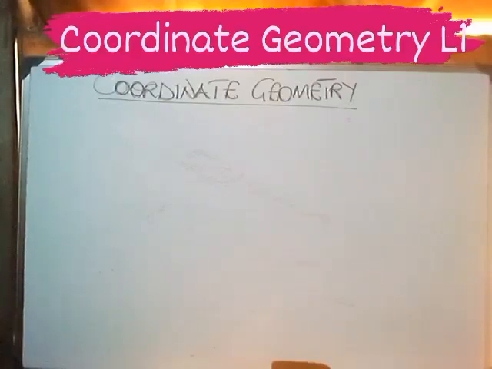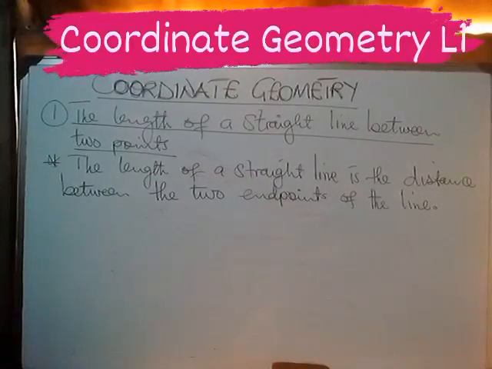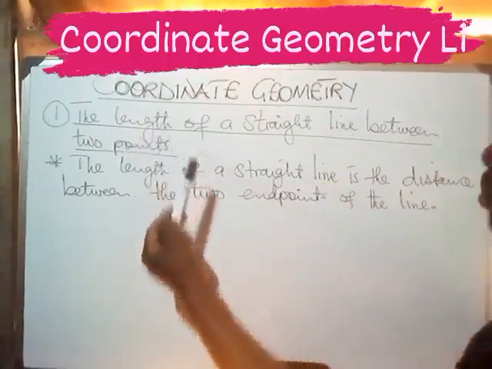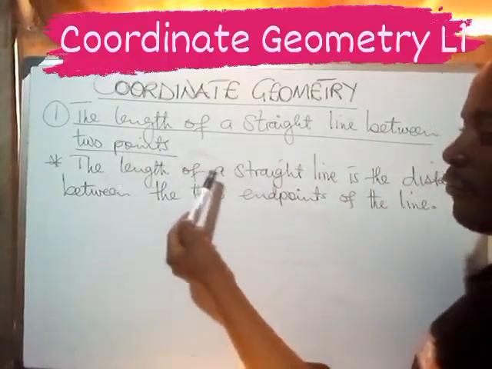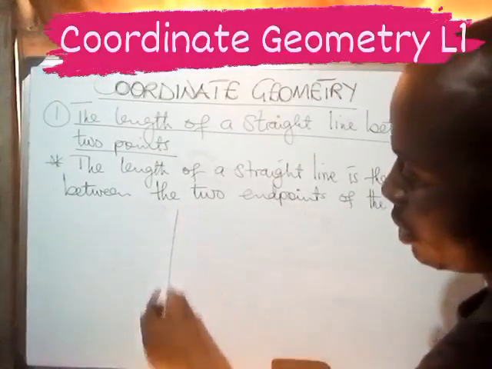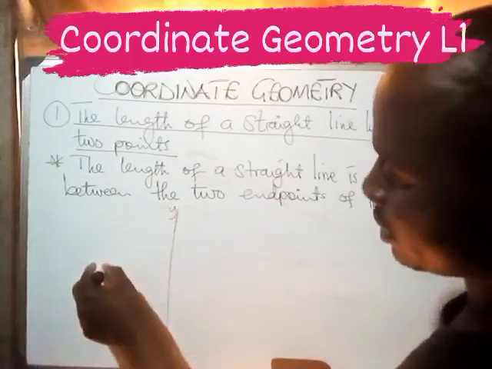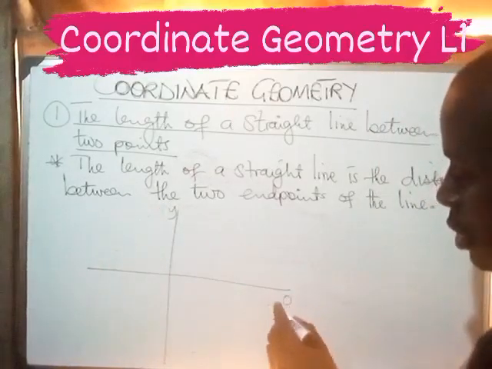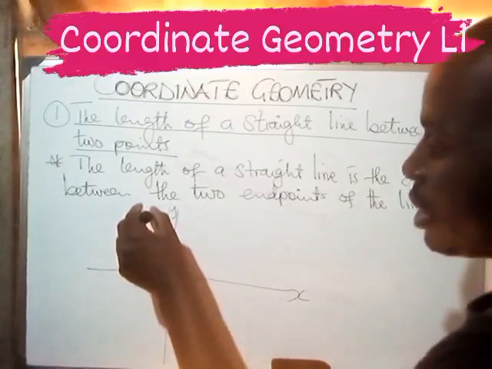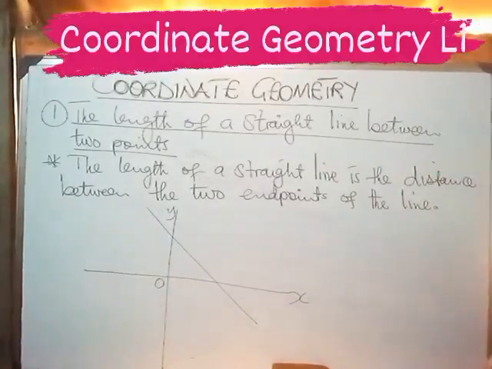the length of a straight line between 2 points. The length of a straight line is the distance between the 2 endpoints of a line. So we are talking about a line, which can be a line on the Cartesian x-y plane. We can have a line like this. Okay, this is the line we have.